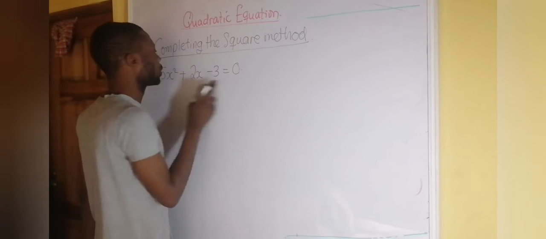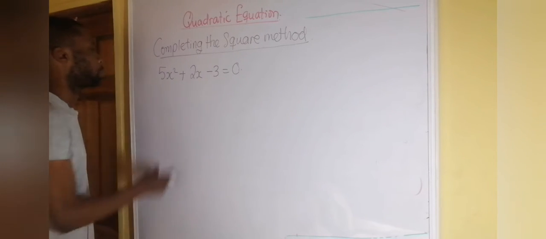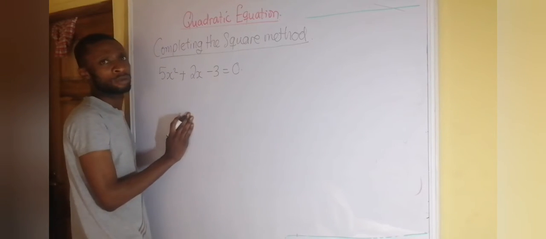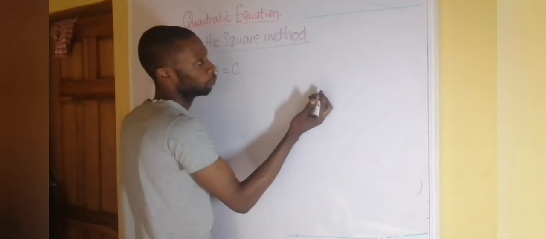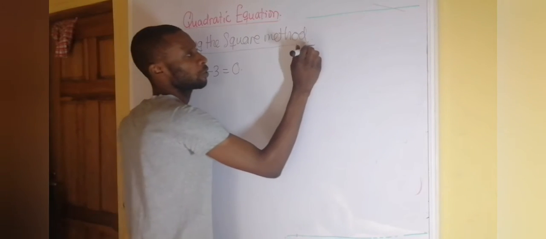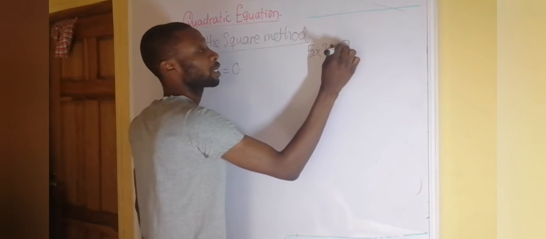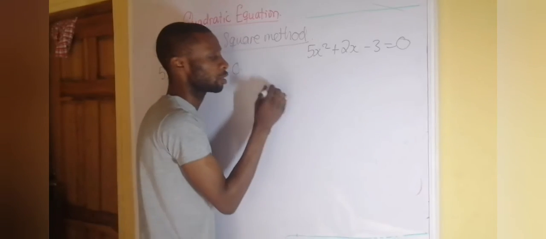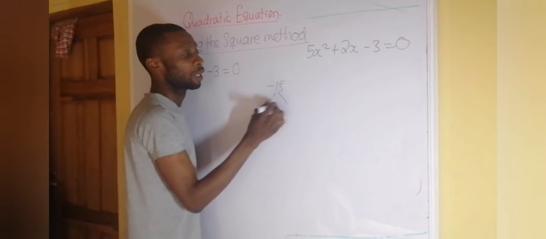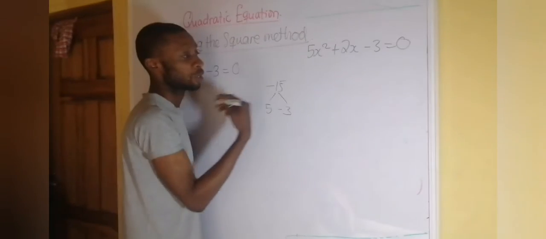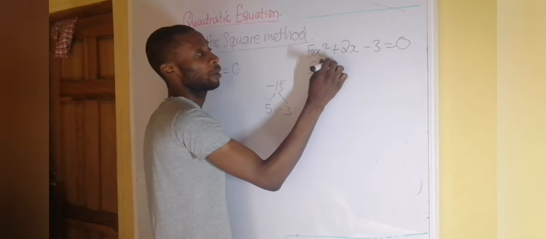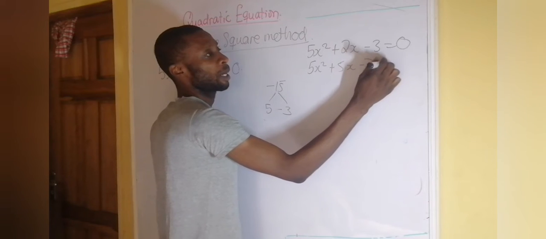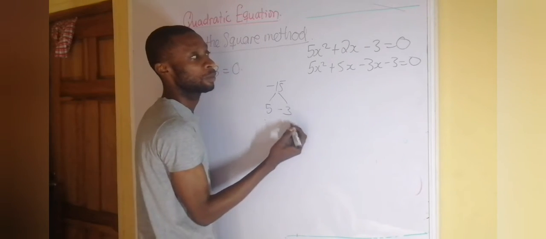Yeah, if you have this kind of question, it is very, very easy. If you were to use the factorization method, this is 5x squared plus 2x minus 3 equals 0. So 5 times minus 3 is minus 15. Look for two factors, that's 5 and 3. 5 minus 3 is 2, so we have 5x squared plus 5x minus 3x minus 3 equals 0. Very simple.